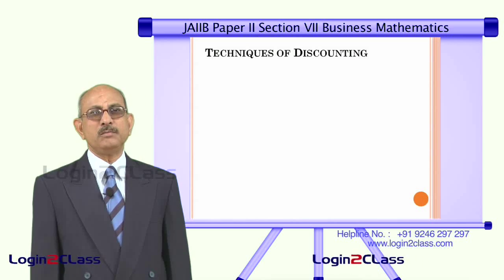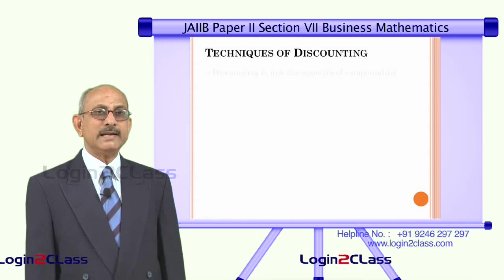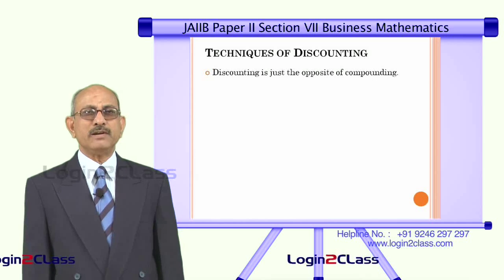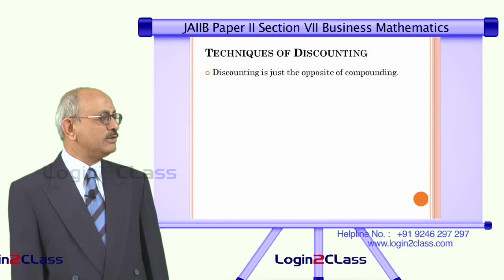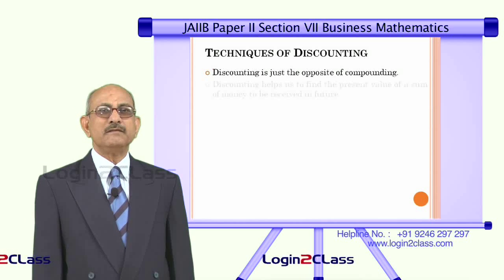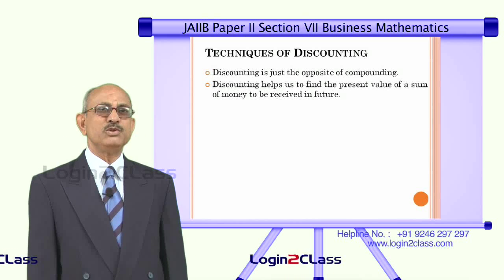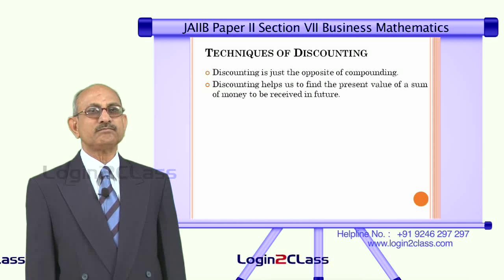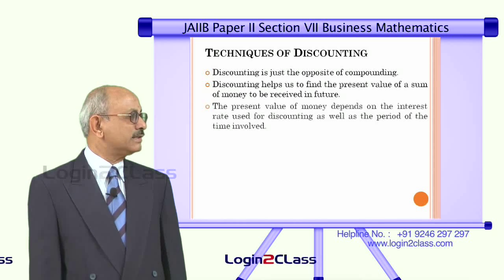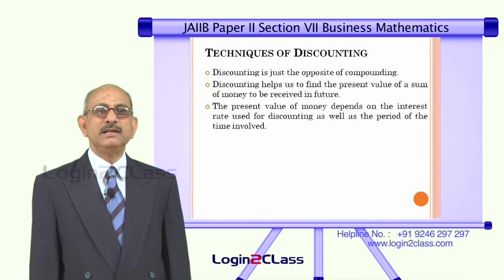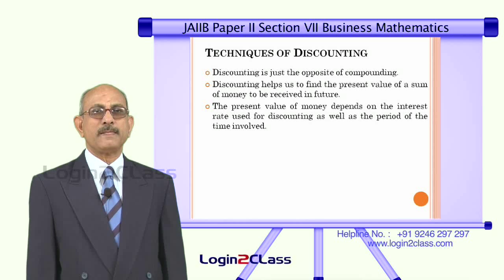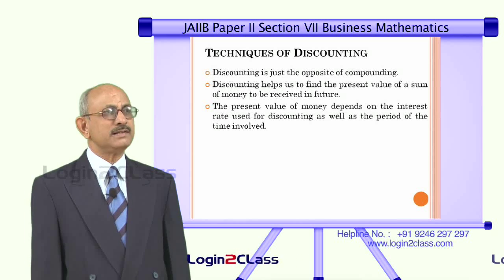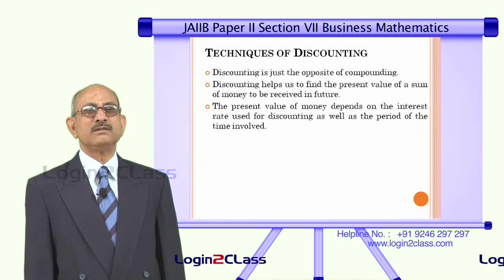So, now we have two formulas, one for calculating the future value, which is future value equal to present value into compounding factor, whereas present value will be equal to future value into discounting factor. The discounting factor is nothing but the inverse of the compounding factor, and similarly the compounding factor is nothing but the inverse of the discounting factor.